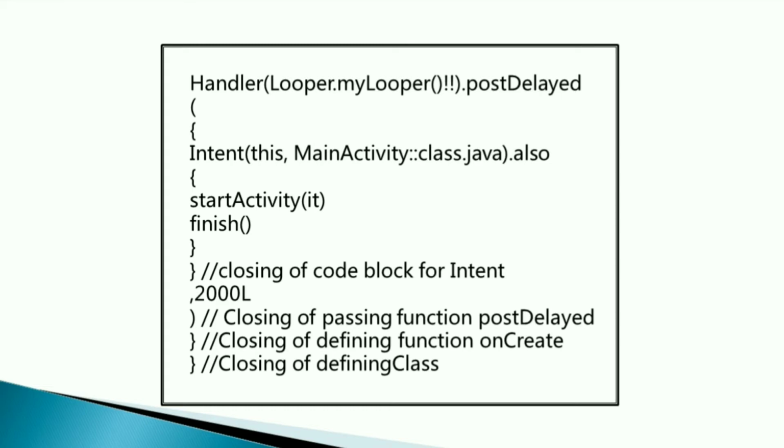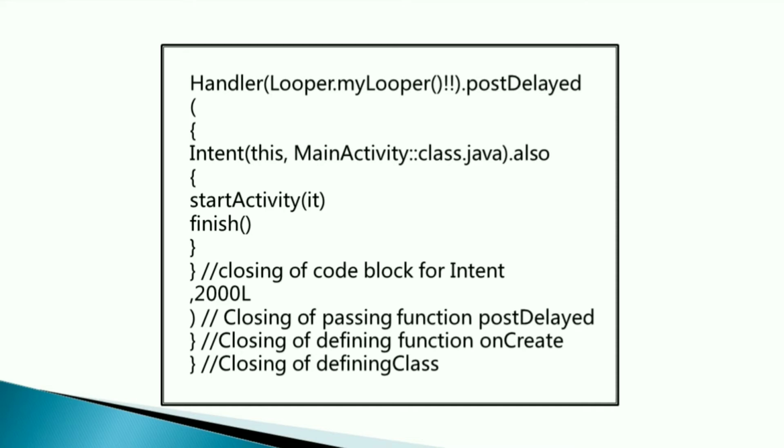Constructor of this class requires one parameter. It is looper class instance. Looper class is used to run a message loop. We are calling static method myLooper on looper class. This method returns the looper object associated with the current thread.